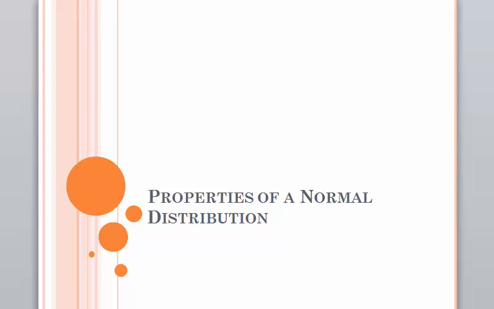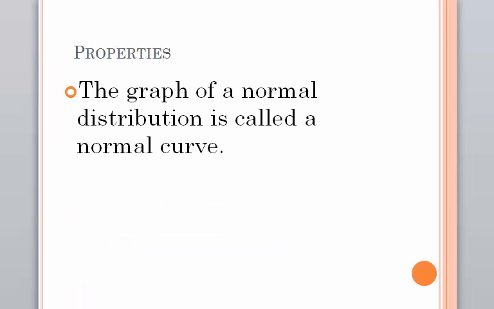We will now discuss some properties of a normal distribution. We begin with the definition. The graph of a normal distribution is called a normal curve. As we work problems in this section, we will see both of these terms being used, normal distribution and normal curve. We want to remember that they mean the same thing.